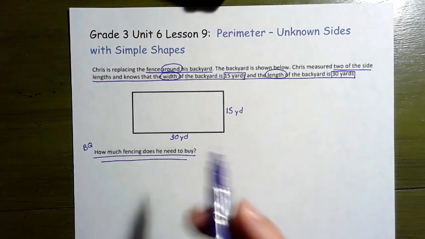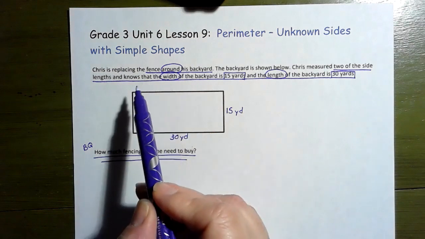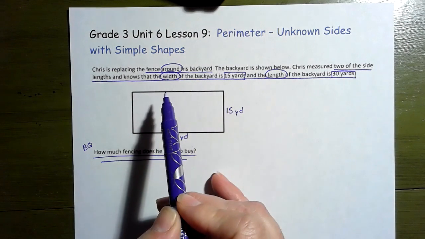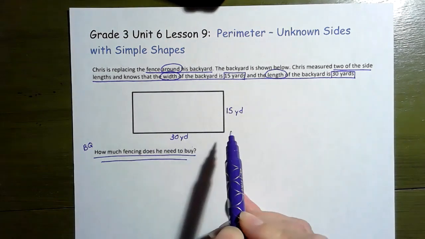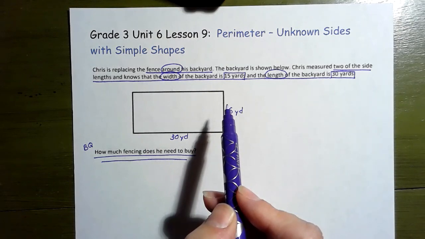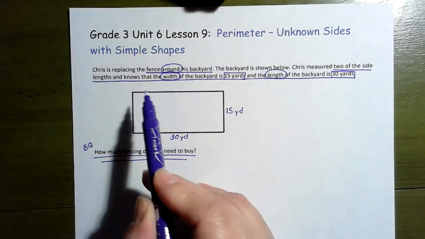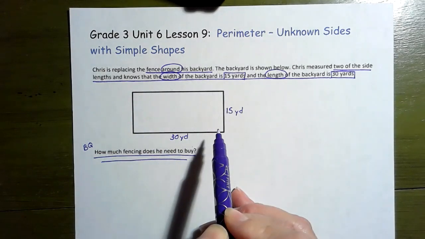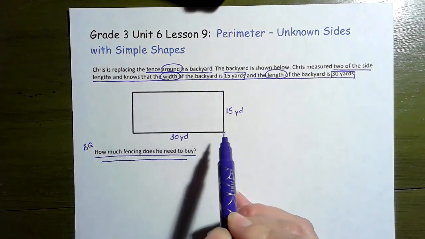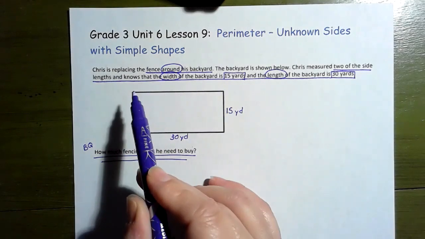All right, what are we looking for? Say it to your screen. That's right, we're looking for perimeter, the total distance around. But we only have the length and the width. So what are we missing? Say it to your screen. That's right, we're missing these other 2 sides. What shape is his backyard? It's a rectangle. Think back to 2nd grade. What do we know about rectangles that could help us here?